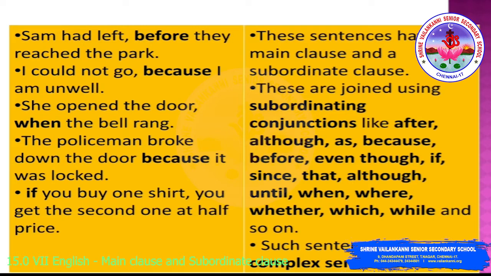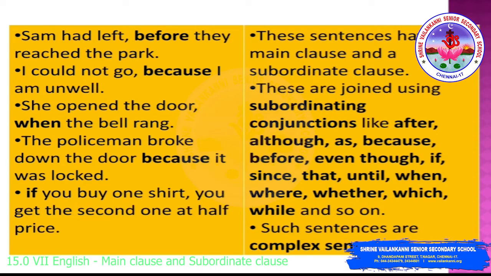Okay. So these sentences have a main clause and a subordinate clause. So what is the main clause here? In the first example, Sam had left. That is your main clause, which is an independent sentence, a complete statement. Next, before they reached the park, which is incomplete. If you only say this, before they reached the park, the sentence doesn't make any sense. So it is incomplete, which is also called a subordinate clause.